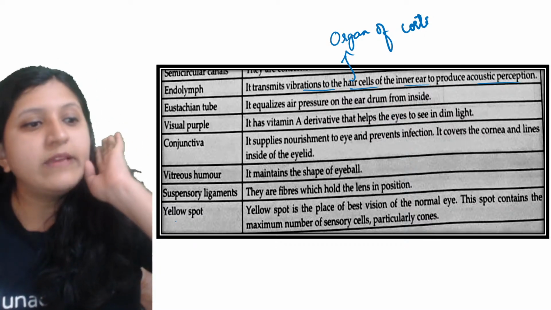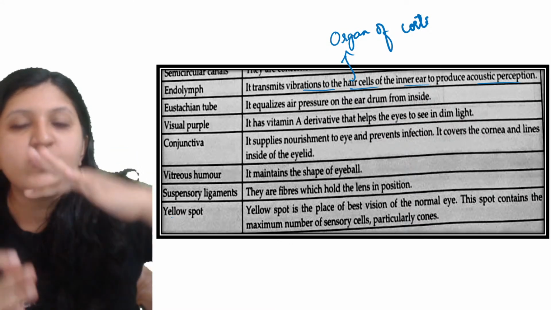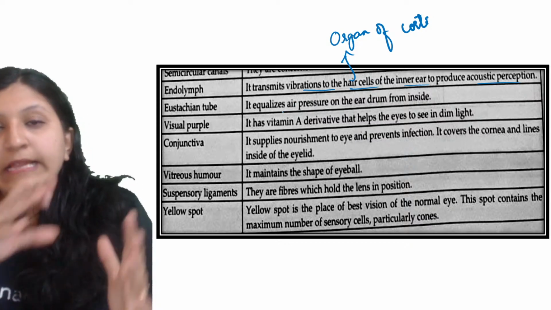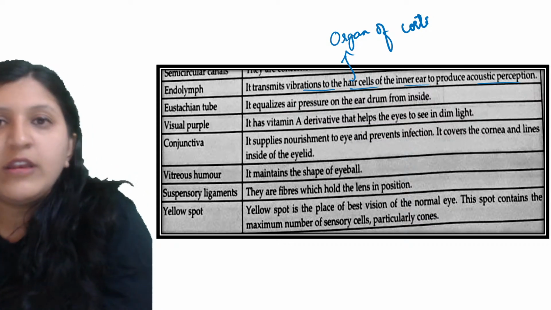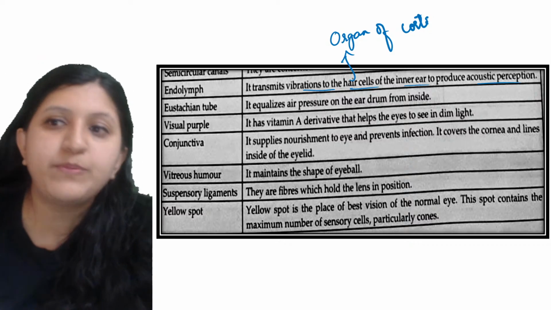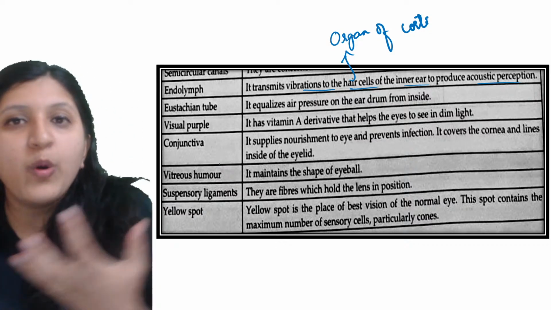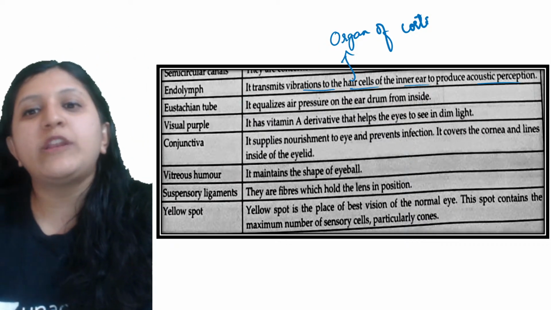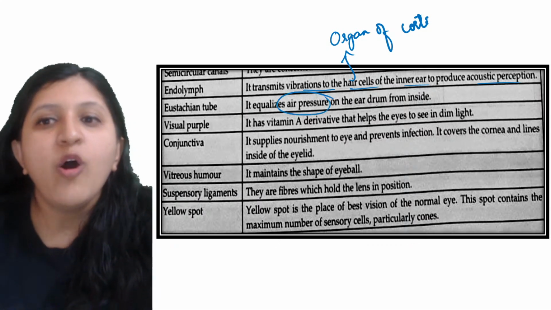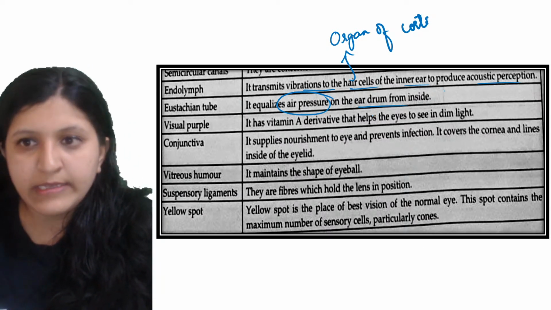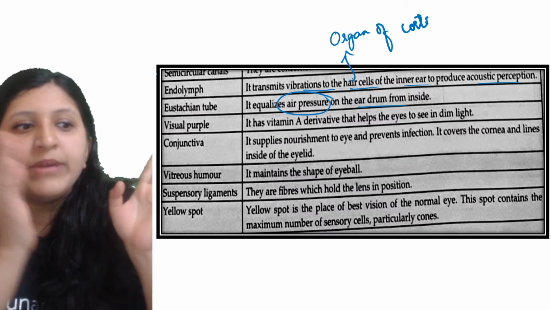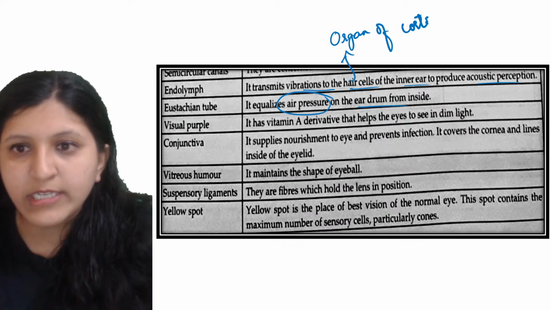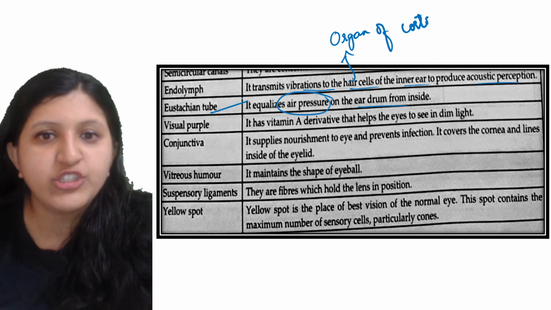Once the fluid is set into vibration, the hair cells are going to receive that vibration, then it will be taken through the auditory nerve to the brain. So acoustic perception will happen only because the auditory nerve is connecting to the brain. Eustachian tube equalizes the air pressure on the eardrum, that is from the inside as well. So the air pressure has to be maintained on the middle ear and also on the outer ear. That will be done by the Eustachian tube.